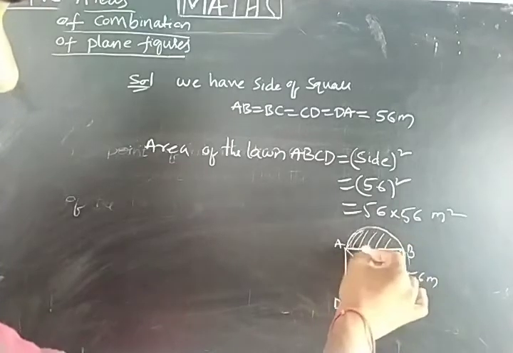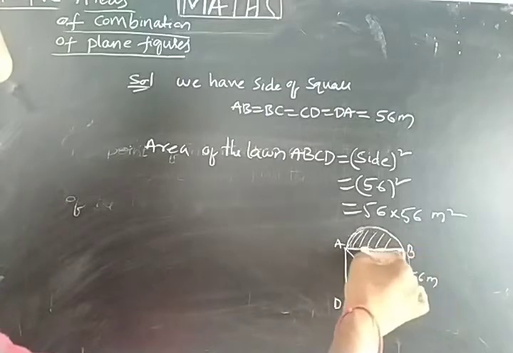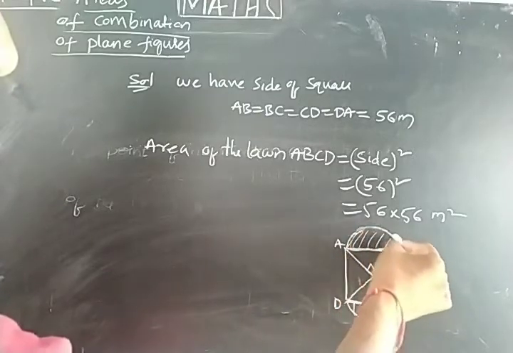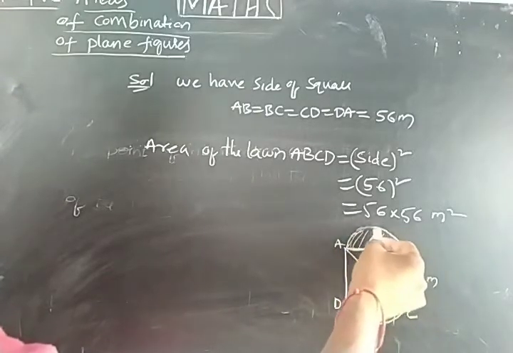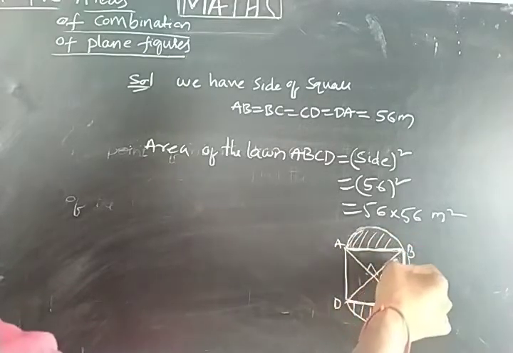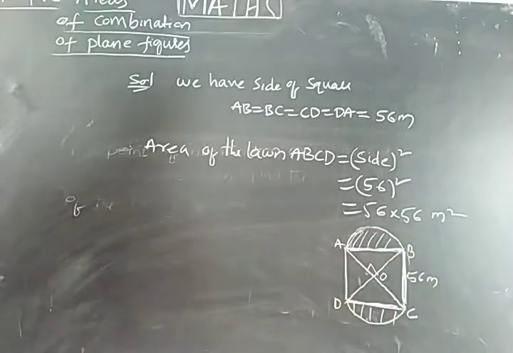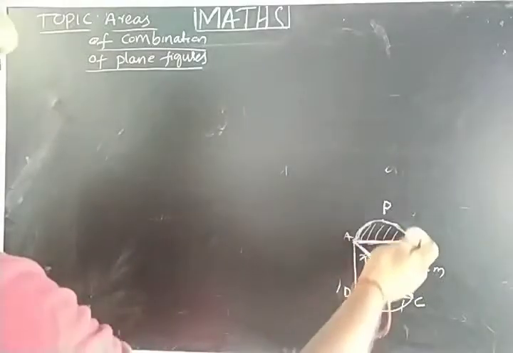How can we get this? See, observe here, this is a segment. This is the chord of the circle and this is the arc of the circle. So this is the segment. We are going to find the area of the segment. To find the area of the segment, I will find the area of the sector. From that sector, I will remove the area of the triangle, right? Now I am going to find the area of the sector.